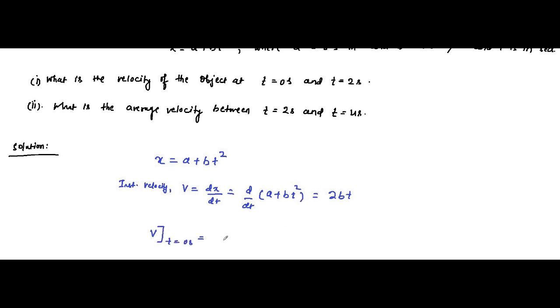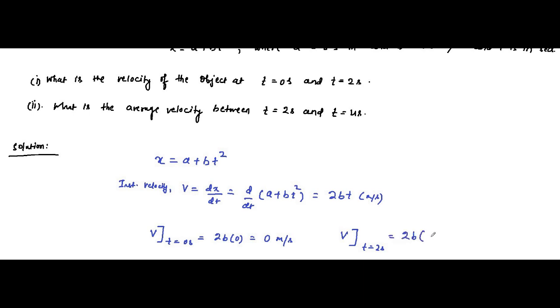So in order to find the velocity of the object at a specific time instant, v at t equals 0 seconds, we simply substitute t equals 0 here. It will be equal to 2b into 0, which is 0 meters per second. So the velocity of the object at t equals 0 seconds is 0.